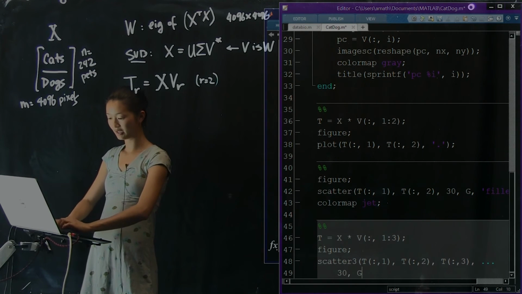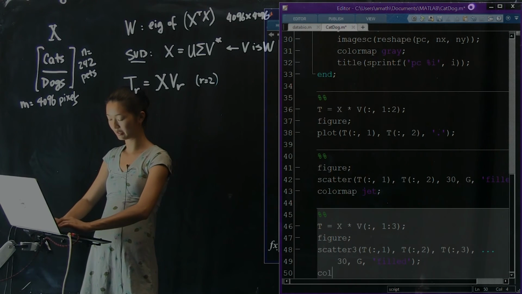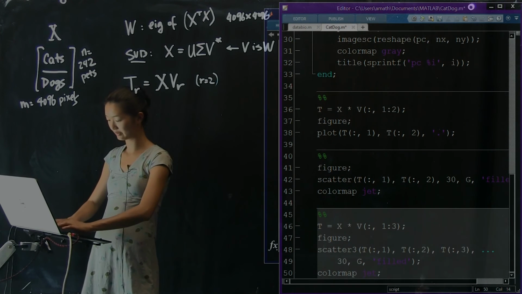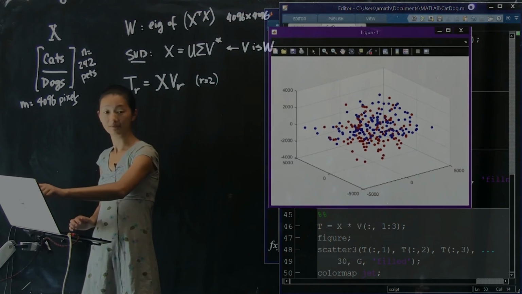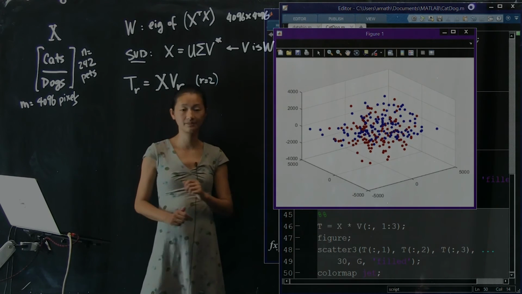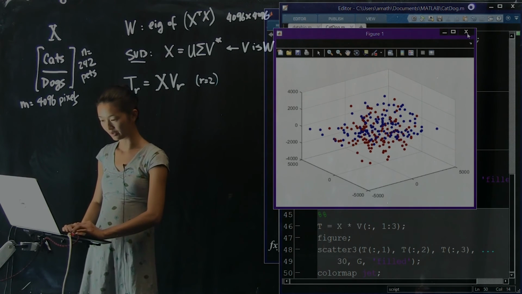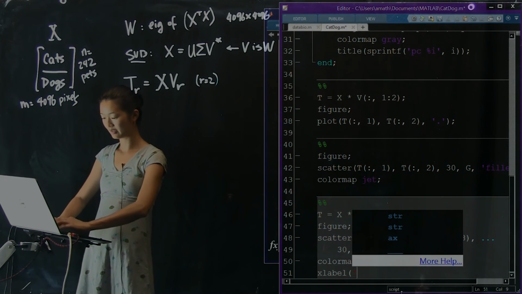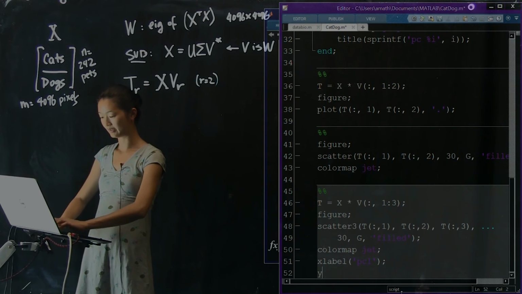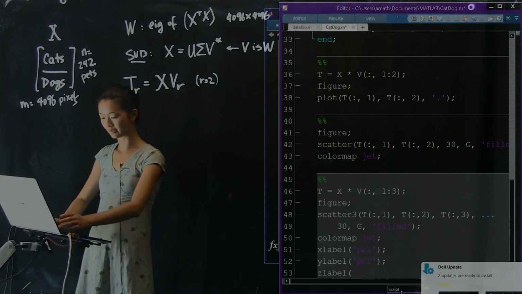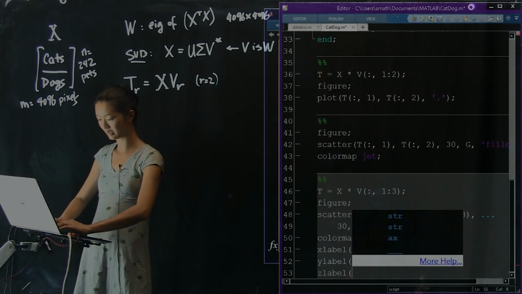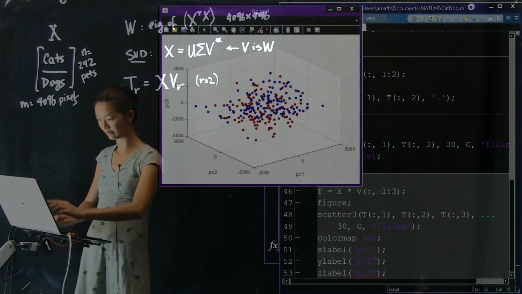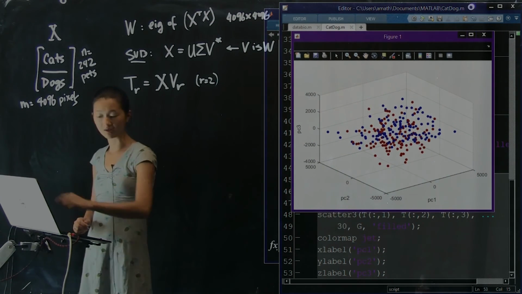I want 30 G filled just like before, and the same color map. Here we go. Now this is the projection we're looking at. So why don't I go one step further and label the axes as PC1, and the second axis is PC2, and this third axis is PC3. Okay, let's go for that. There we go. So now we can keep track of what they are.